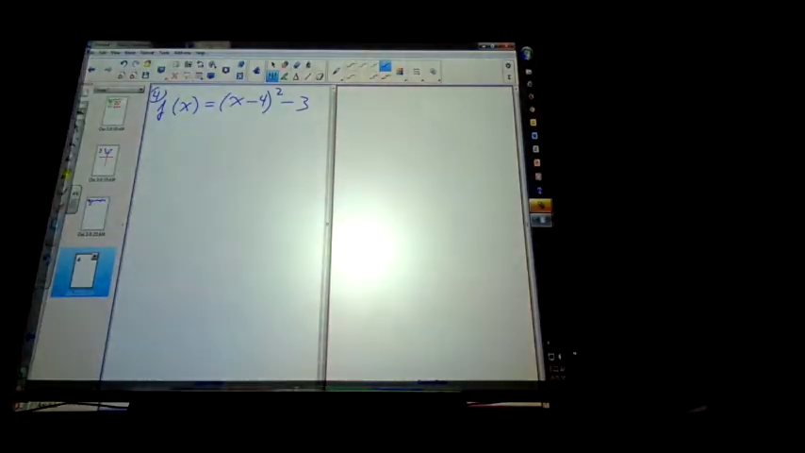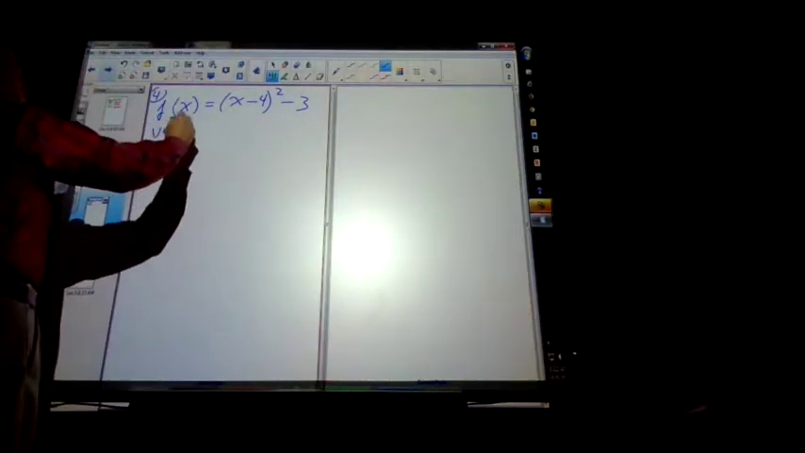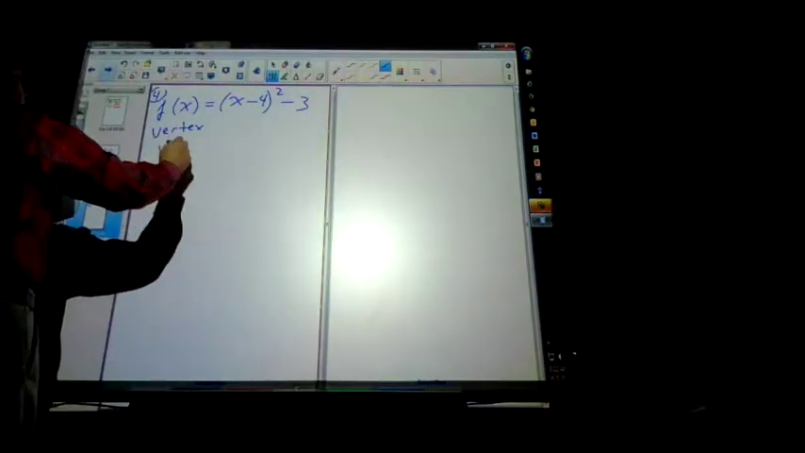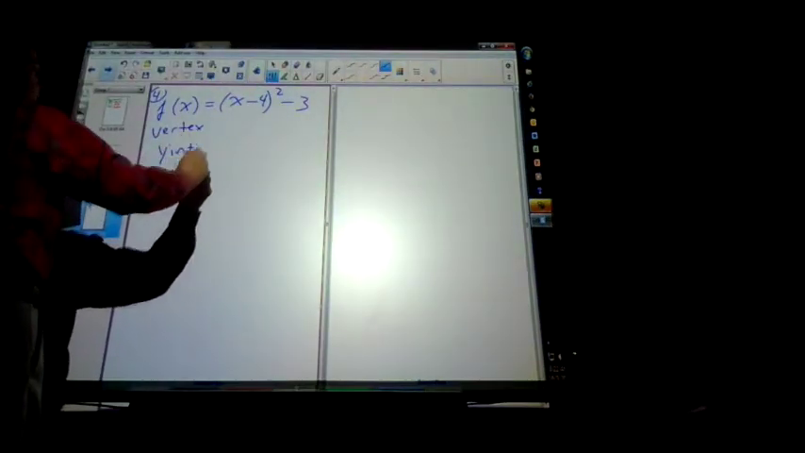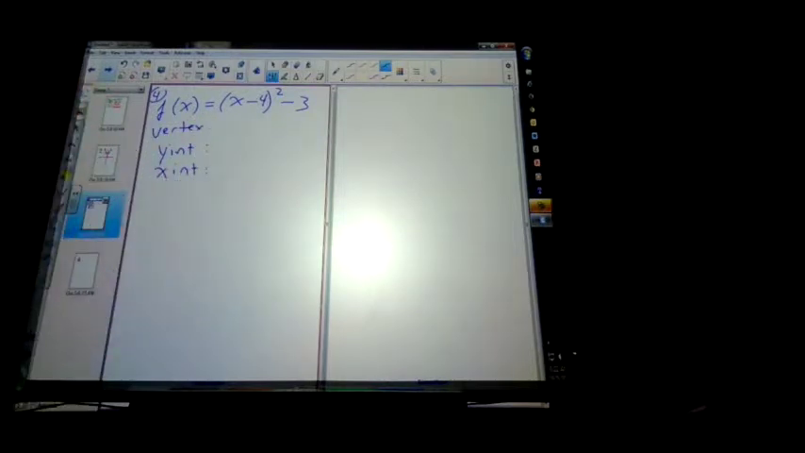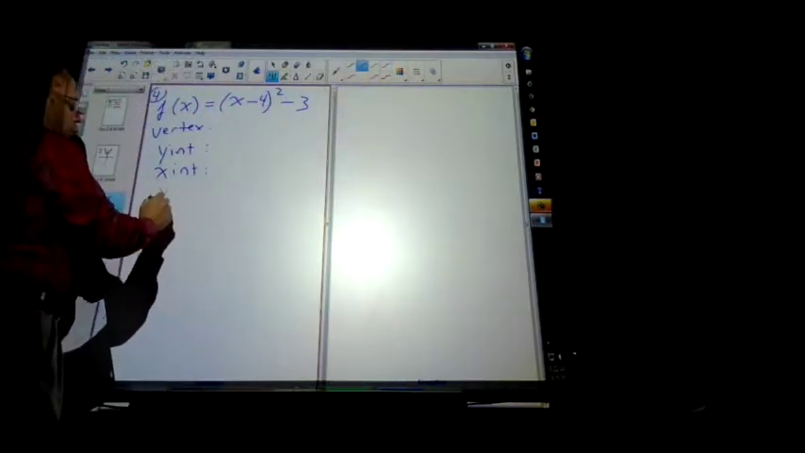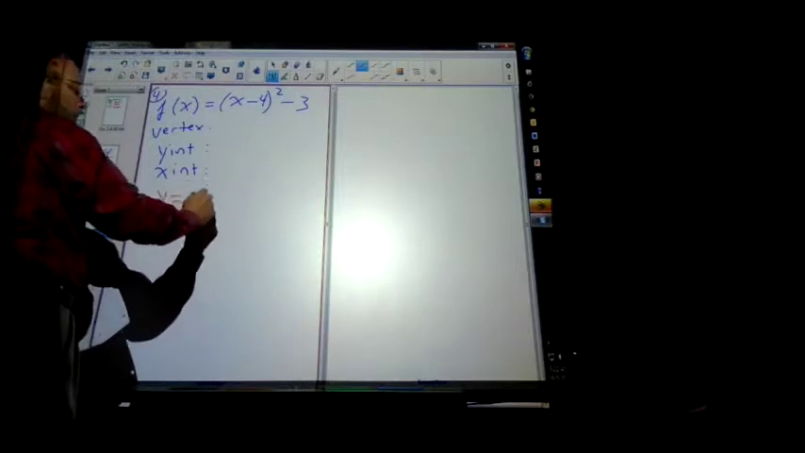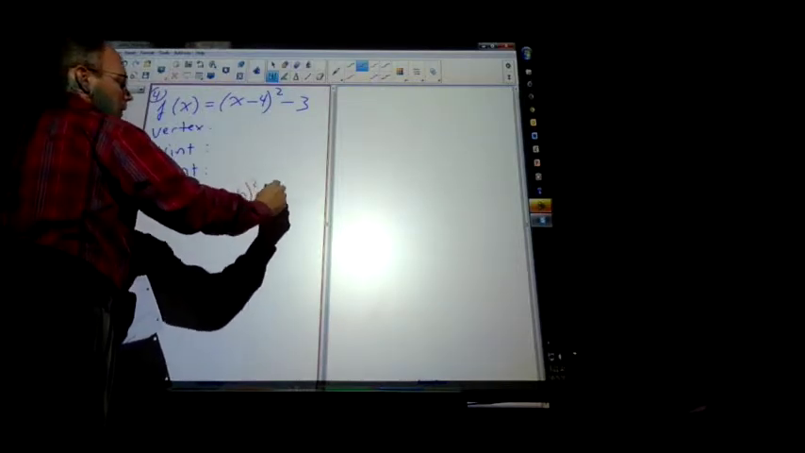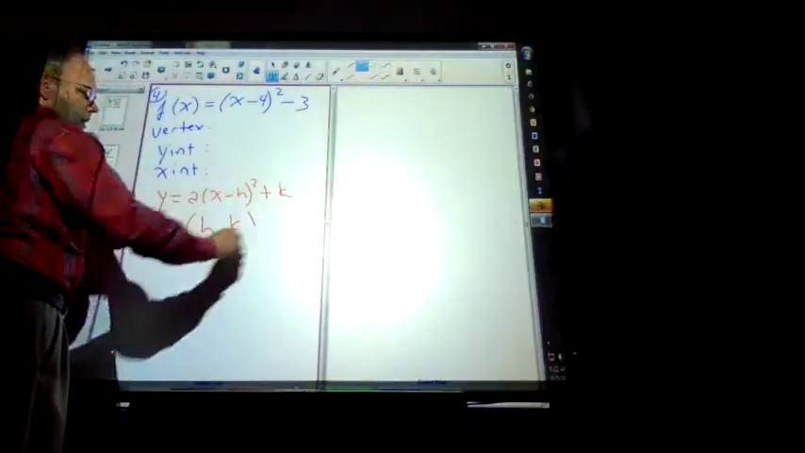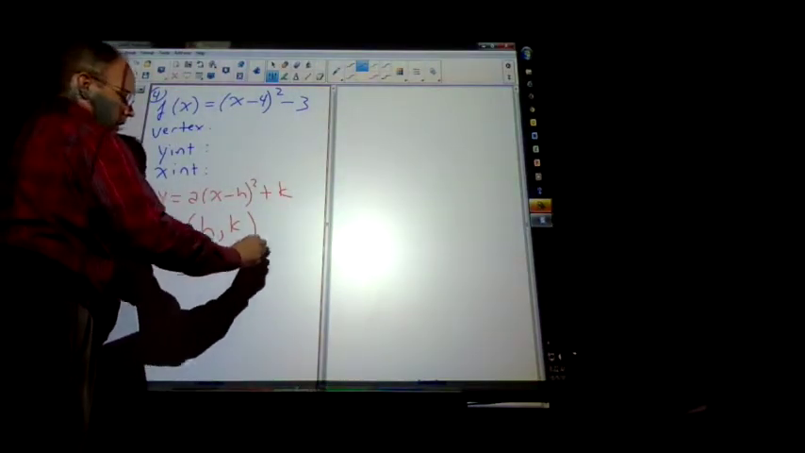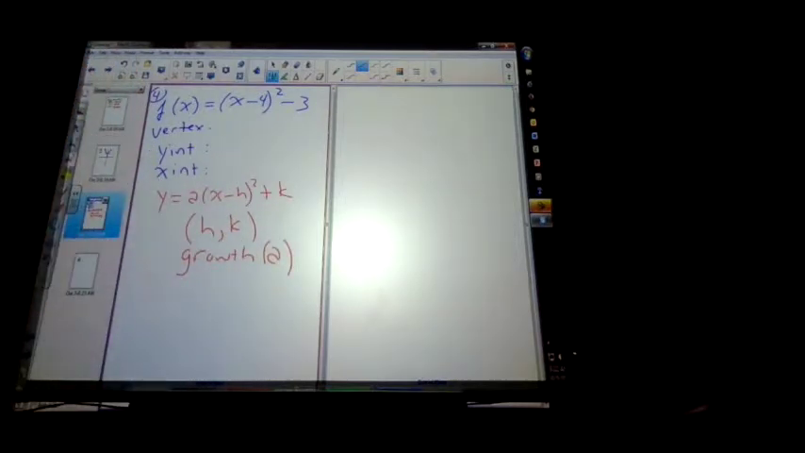If I wanted to figure out where the vertex would be, where the y-intercept would be, and where the x-intercepts would be, let's try and figure this out. This is set up in what type of form right now? Make sure your phones are gone. It's not slope-intercept. It's called vertex form. So, if this is already set up in vertex form, vertex form is this, where the vertex would be h, k, and the growth factor is a.